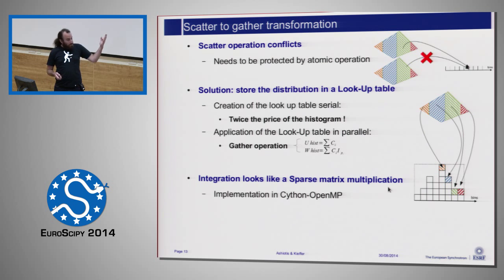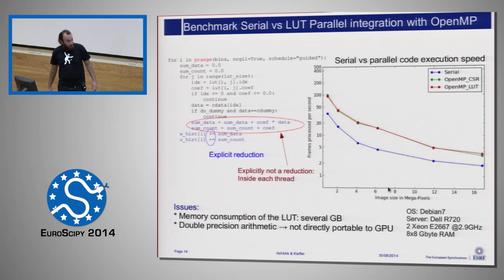So with the lookup table, our operation is transformed into a sparse matrix vector multiplication, which can very easily be parallelized, for example, through Python OpenMP. Here is code that does that.